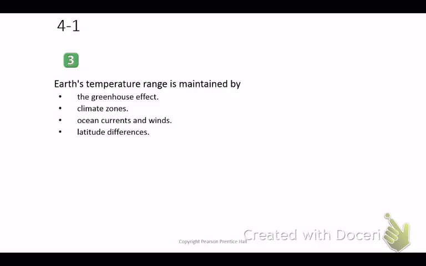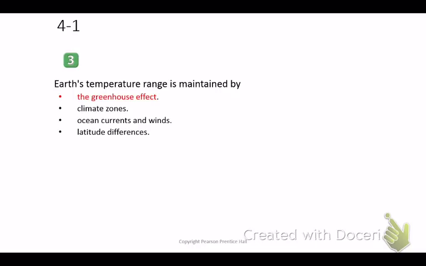So the Earth's temperature range is maintained by which of these following things? And the temperature range is in fact maintained by the greenhouse effect, which we talked about. The greenhouse effect is like the earth blanket. The greenhouse gases like carbon dioxide that trap heat, keep the planet warm so that life can be sustained. But if they trap more heat, they'll cause the climate to change as well.